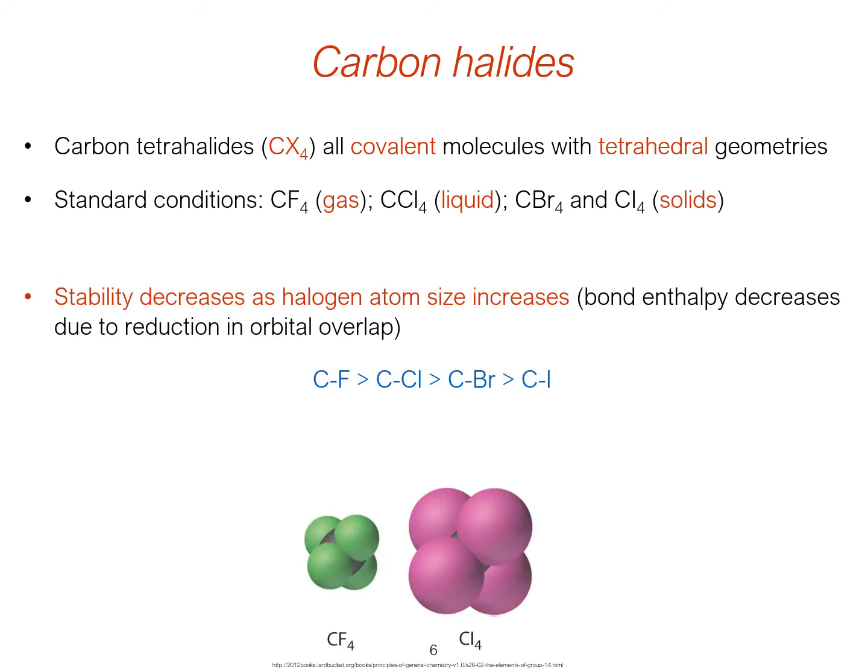Now, the stability decreases as the halogen size increases, and this is because bond enthalpy decreases due to a reduction in orbital overlap. So we've seen it quite a few times during the course. If you're looking at something small like carbon bonding with something big like iodine, there's just not much overlap in the bonding orbitals. So it's not so strong.